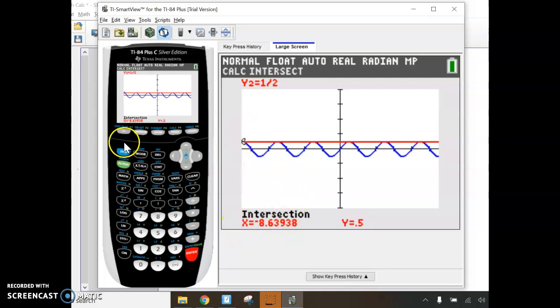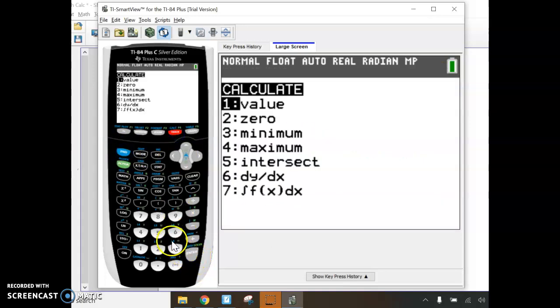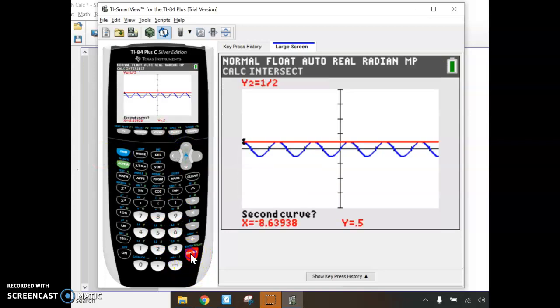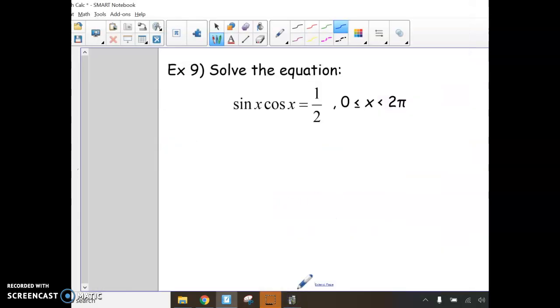What did that just give me? Let's do it again because it gave me the one back there. I had the right one. Tech difficulty: it's first curve, second curve. We're going to do pi over 4. So my answer is 0.785 for the first one.